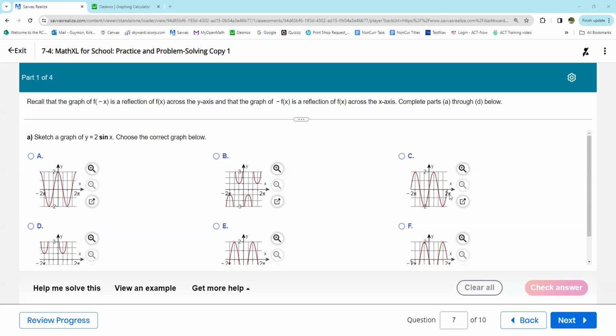So, taking a little sketch of a graph of 2 sine. It says, recall that the graph of f of negative x is a reflection of f of x across the y-axis. The way I think about this one is, if I take all of my x's and change them to the opposite, any x that was here is going to be over here, and any x that was here is going to end up over there. So that's just reflecting over the y-axis. Complete A through D below, 4 parts. All right, here we go.